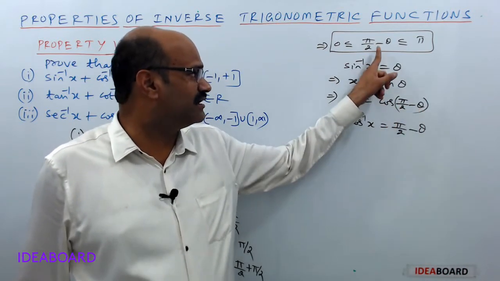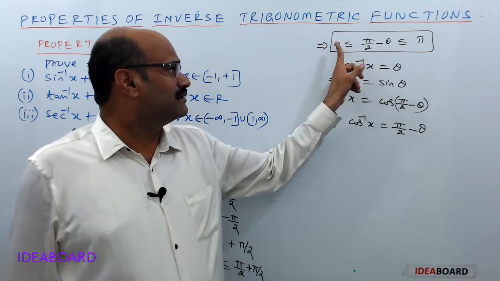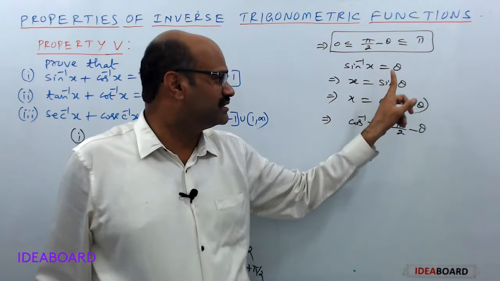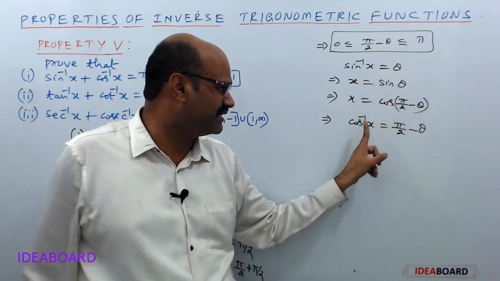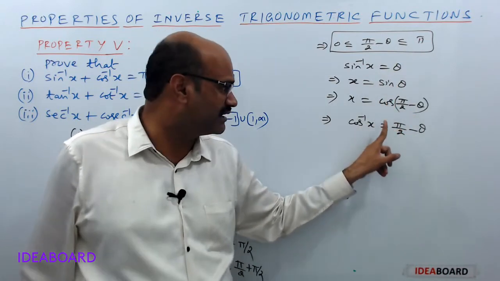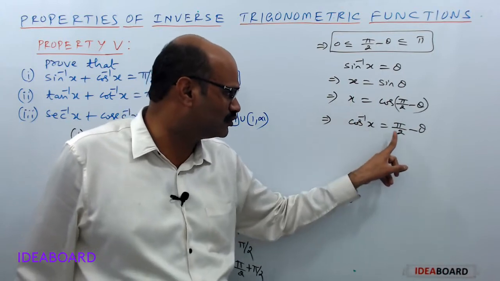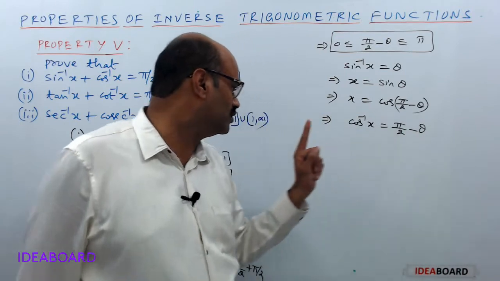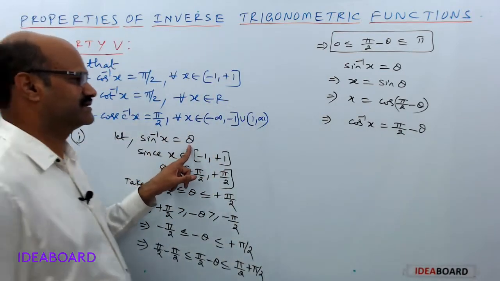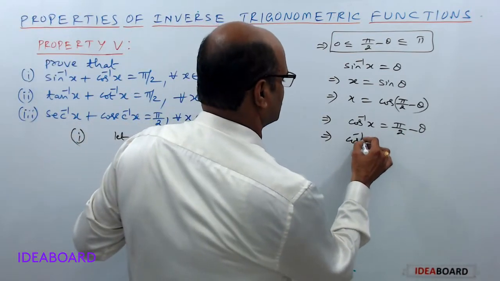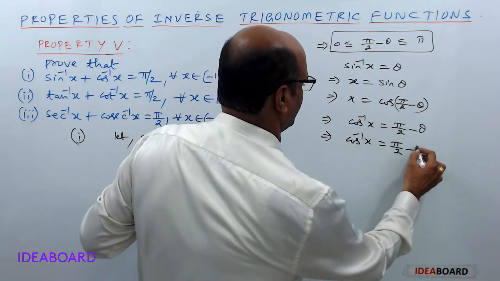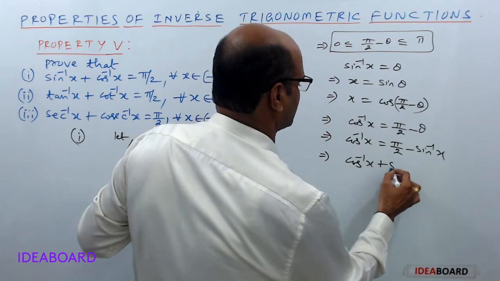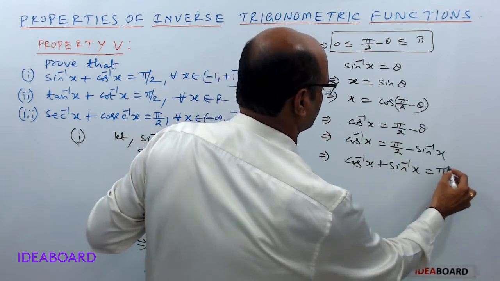Since pi by 2 minus theta lies in the interval 0 to pi, we say that inverse of this function exists. So here we can write cos inverse of x equal to pi by 2 minus theta, but theta equal to sin inverse x. So it implies cos inverse x equal to pi by 2 minus sin inverse x. Therefore cos inverse x plus sin inverse x equal to pi by 2.